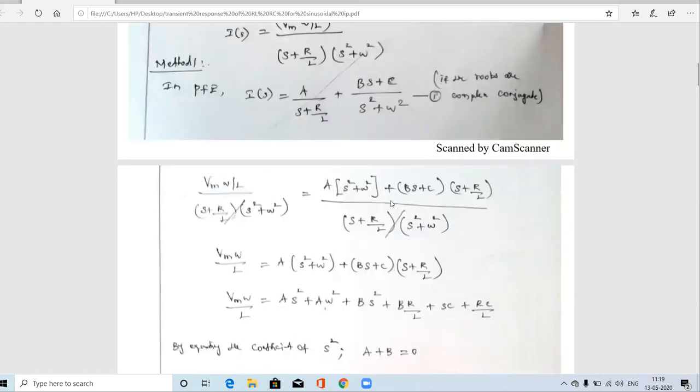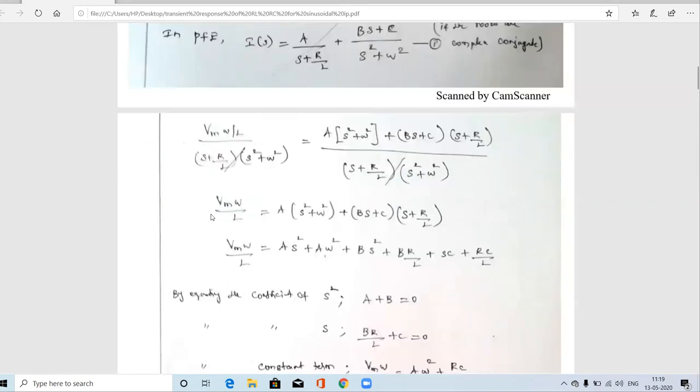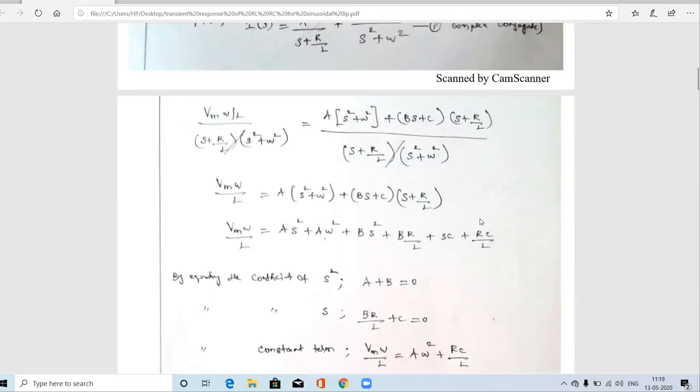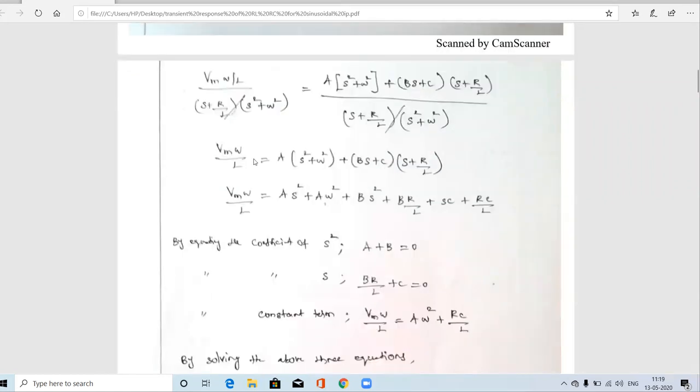In this equation, the same denominator we are having, so both the denominators get cancelled. Correct? So we will get Vm omega divided by L equal to a into this one plus bs plus c into this one. This is the value. Our aim is to find the value of the coefficient a, b and this coefficient c.